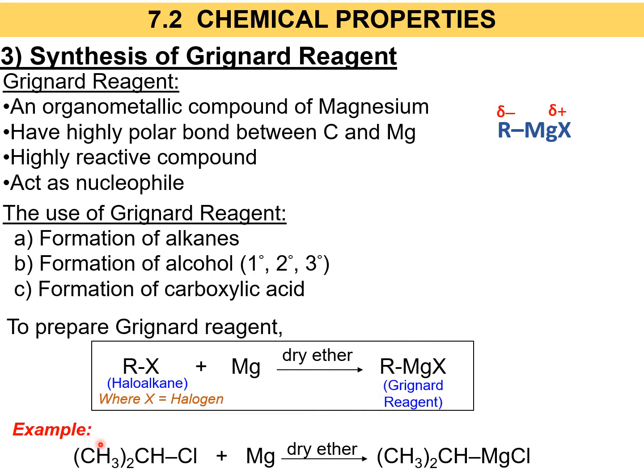For example, if this is your haloalkane and kita reactkan dia dengan magnesium in dry ether, basically kita akan hanya substitute saja. Kita masukkan magnesium ni dekat sebelah Cl. Therefore nanti you punya produk, you just letak magnesium tu dekat sebelah halogen je, and you will get this. This is what we call as Grignard reagent.